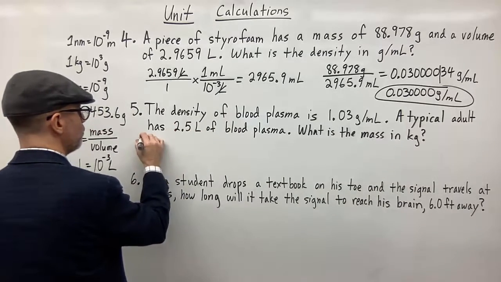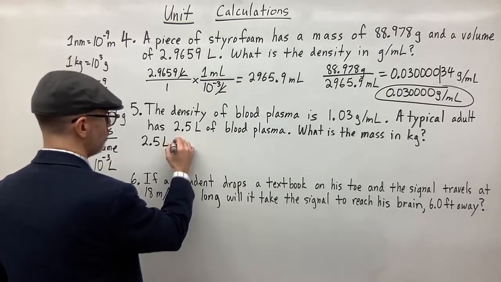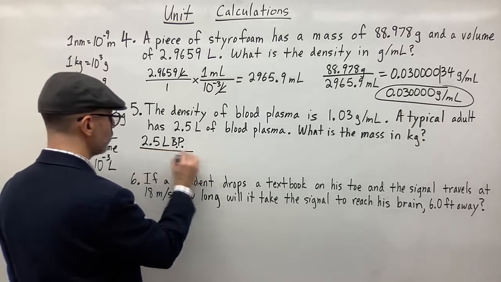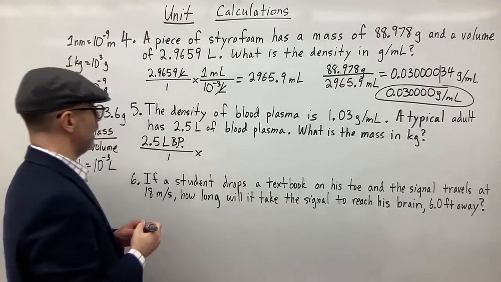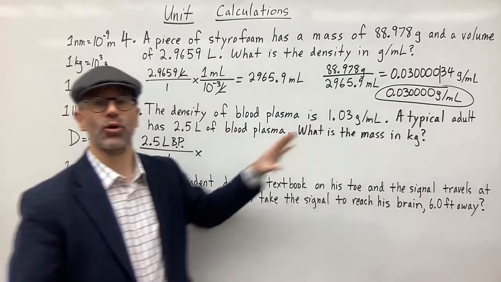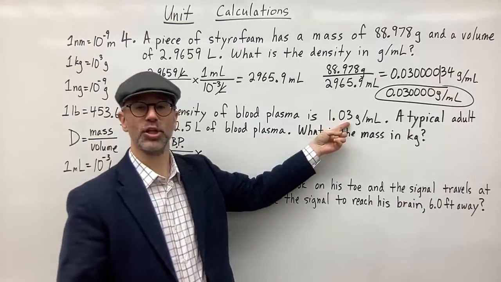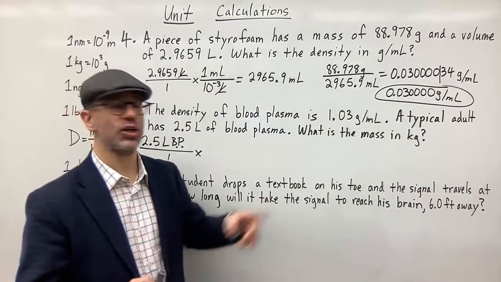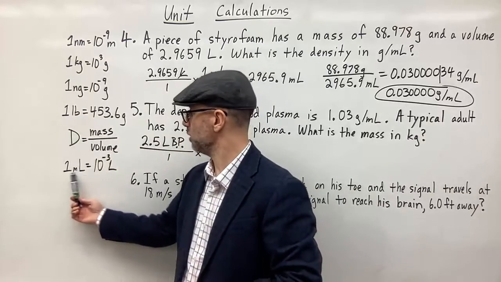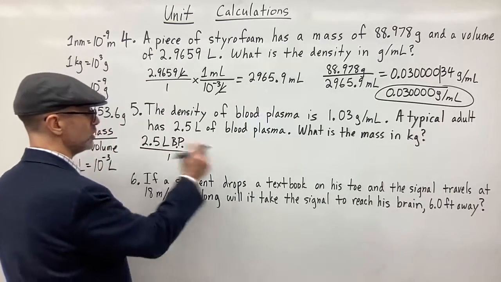So I'm going to start with the 2.5 liters of blood plasma. I'll put BP for blood plasma over 1. Now, I have volume here. I need to get to mass. The only way I can do that is if I have a relationship between mass and volume, and I do. However, the units are in grams and milliliters. So in order to use this, I need a volume in milliliters. So I'm going to have to use my 1 milliliter is equal to 10 to the negative 3 liters to convert the liters to milliliters first.